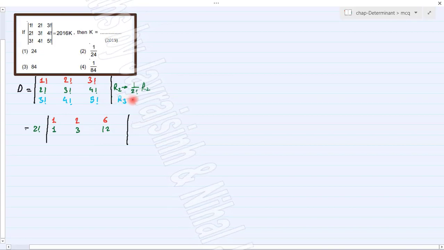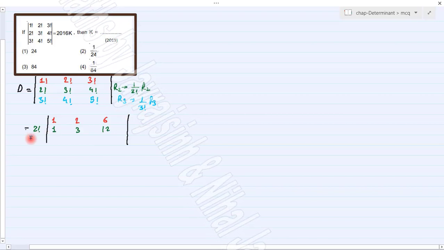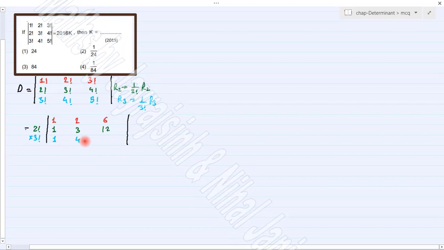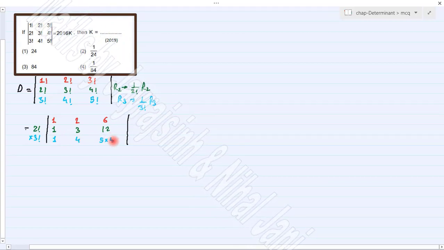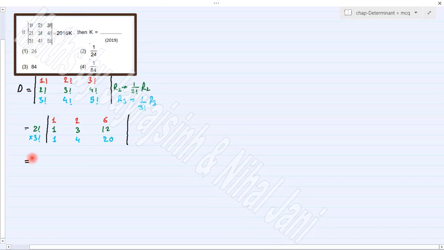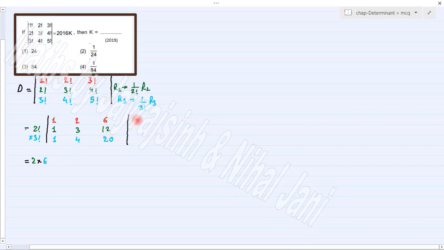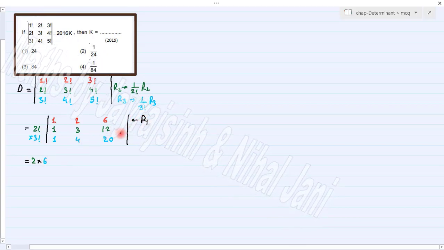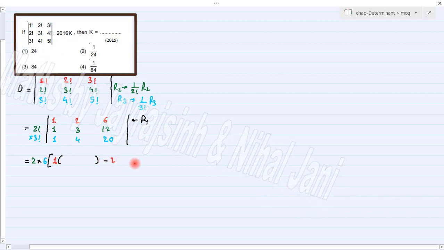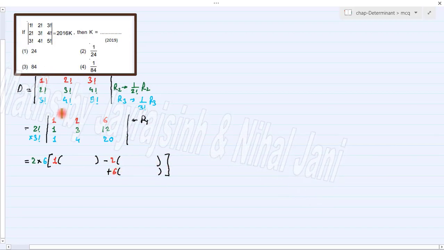Similarly, from the third row, we can take 3 factorial common. So after taking 3 factorial common, the third row will be 1, 4, and 5 into 4, or we can say 20. So your 2 factorial will be 2 and 3 factorial will be 6. And let's expand your determinant with respect to the first row. So first of all, let's write down the elements and signs of the elements of the first row. Now let's try to get the minors.